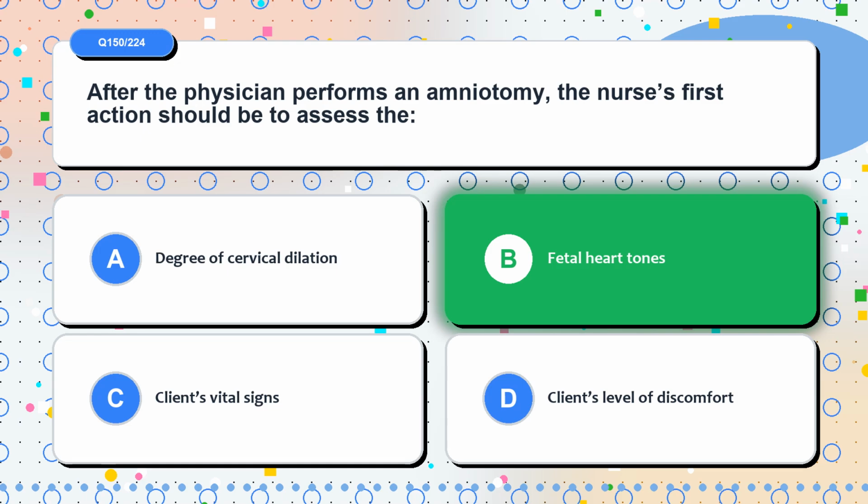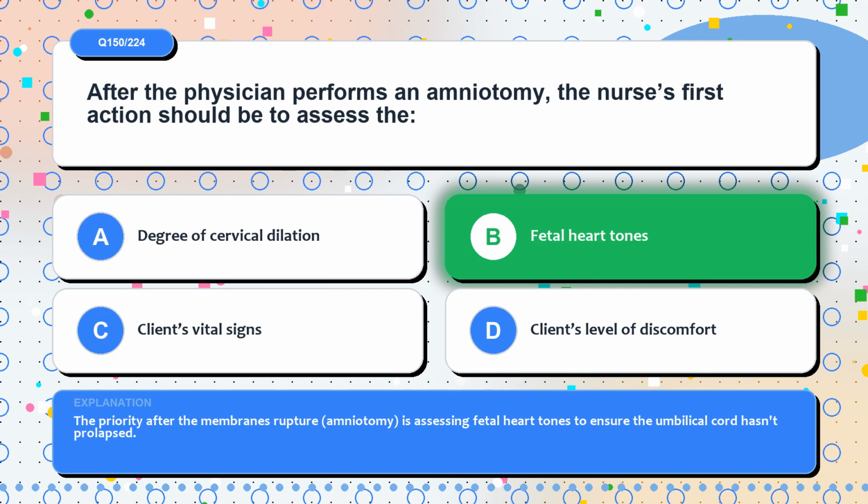The correct answer is option B. Fetal heart tones. The priority after the membrane's rupture, amniotomy, is assessing fetal heart tones to ensure the umbilical cord hasn't prolapsed.